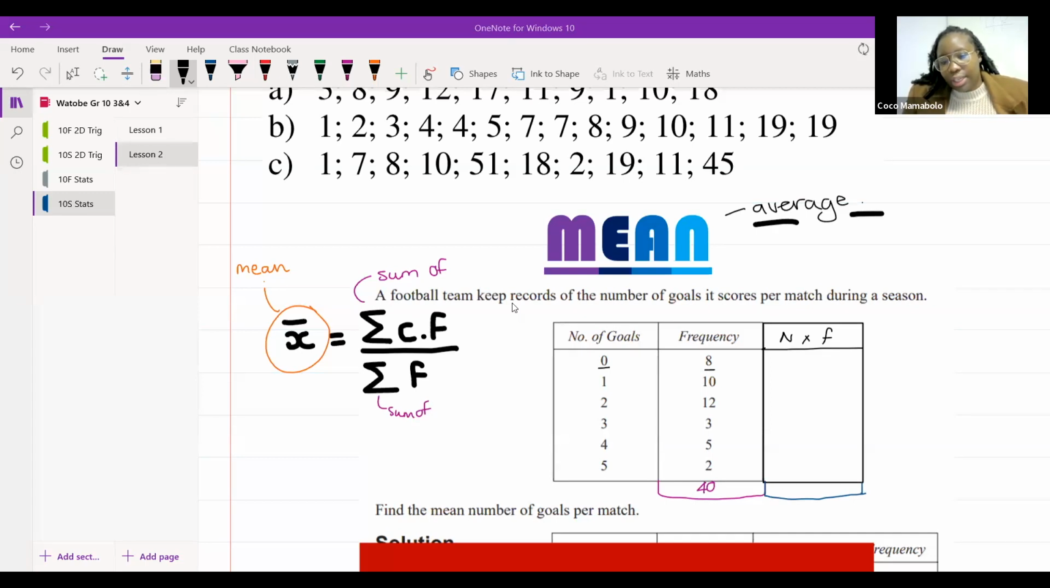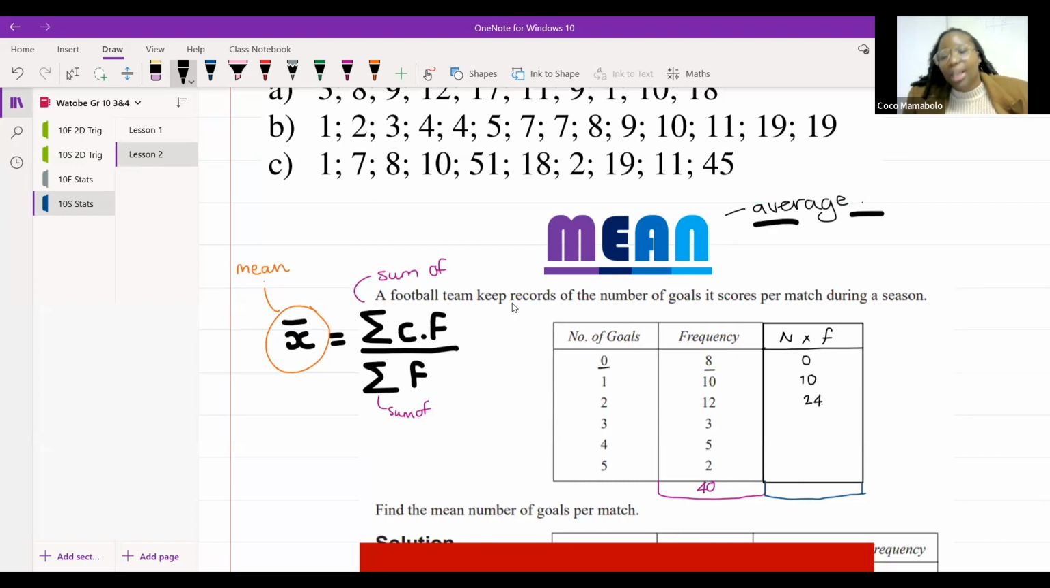Zero. Good. Excellent. We scored 0 goals. If in 10 games we scored 1 goal, how many goals did we score altogether? 10. Good. We scored 10 goals. If in 12 games we scored 2 goals, how many goals did we score altogether?